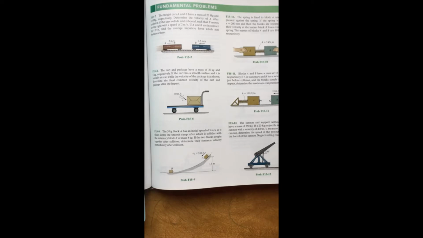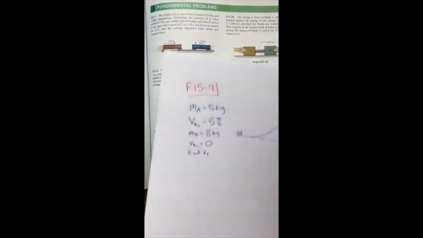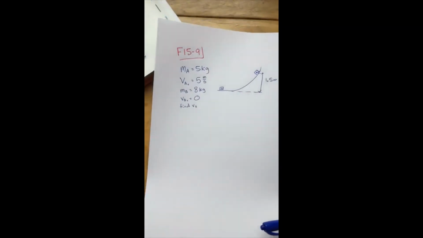First, we find the speed of the crate at the bottom of the incline, and then we'll find the common velocity of the crates after they couple together. So I'm going to use work energy to begin.